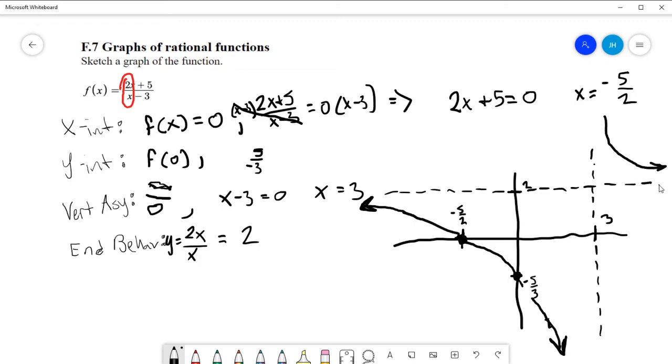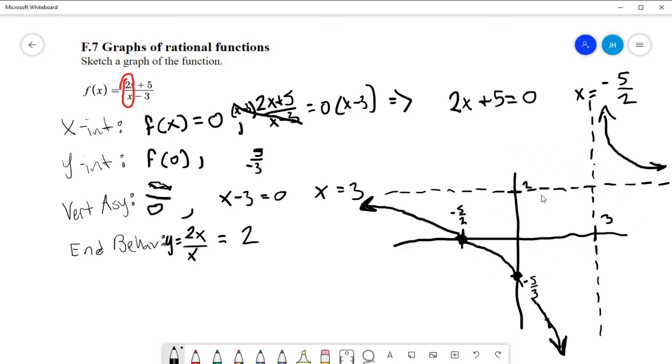So you can see that what happens is this function, it's going down to negative infinity on one end of the asymptote, and it's going up towards infinity on the other end of the asymptote. On the left side, I'm going towards y equals 2, which is my end behavior. On the right side, I'm going towards y equals 2, which is my end behavior, and I've cut through my intercepts. Now that's going to be how you sketch the graph of a rational function.